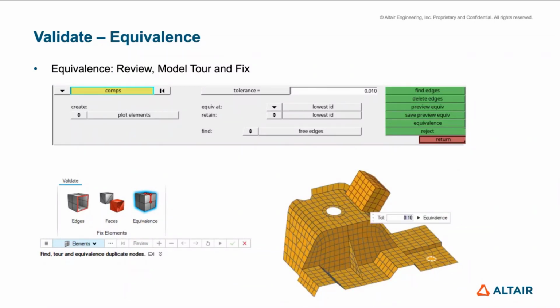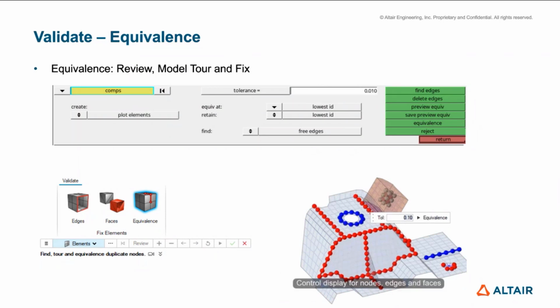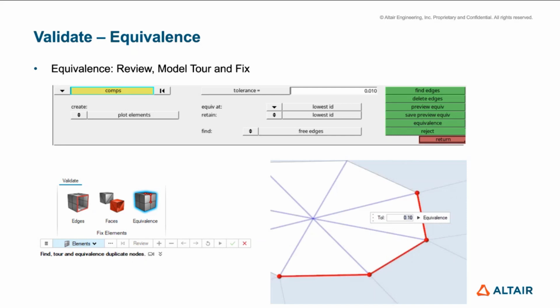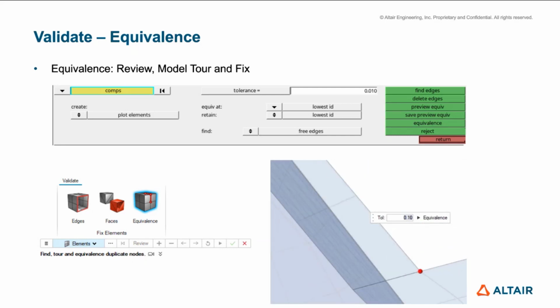Under the equivalence function, we have a global equivalencing. So basically, one click solution. You can select all of your elements. It will create a micro dialog and you can visualize where you need equivalencing and just click on equivalence.